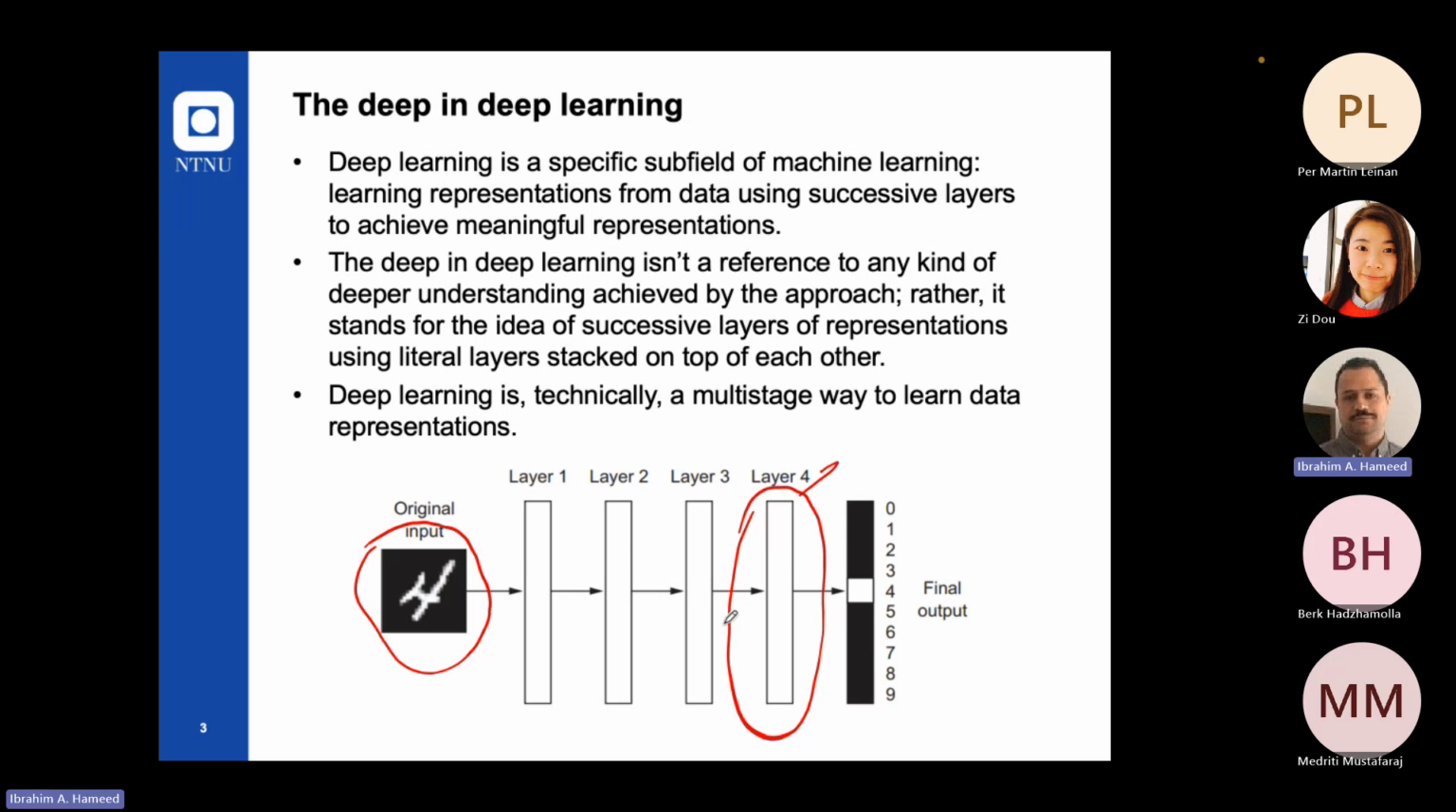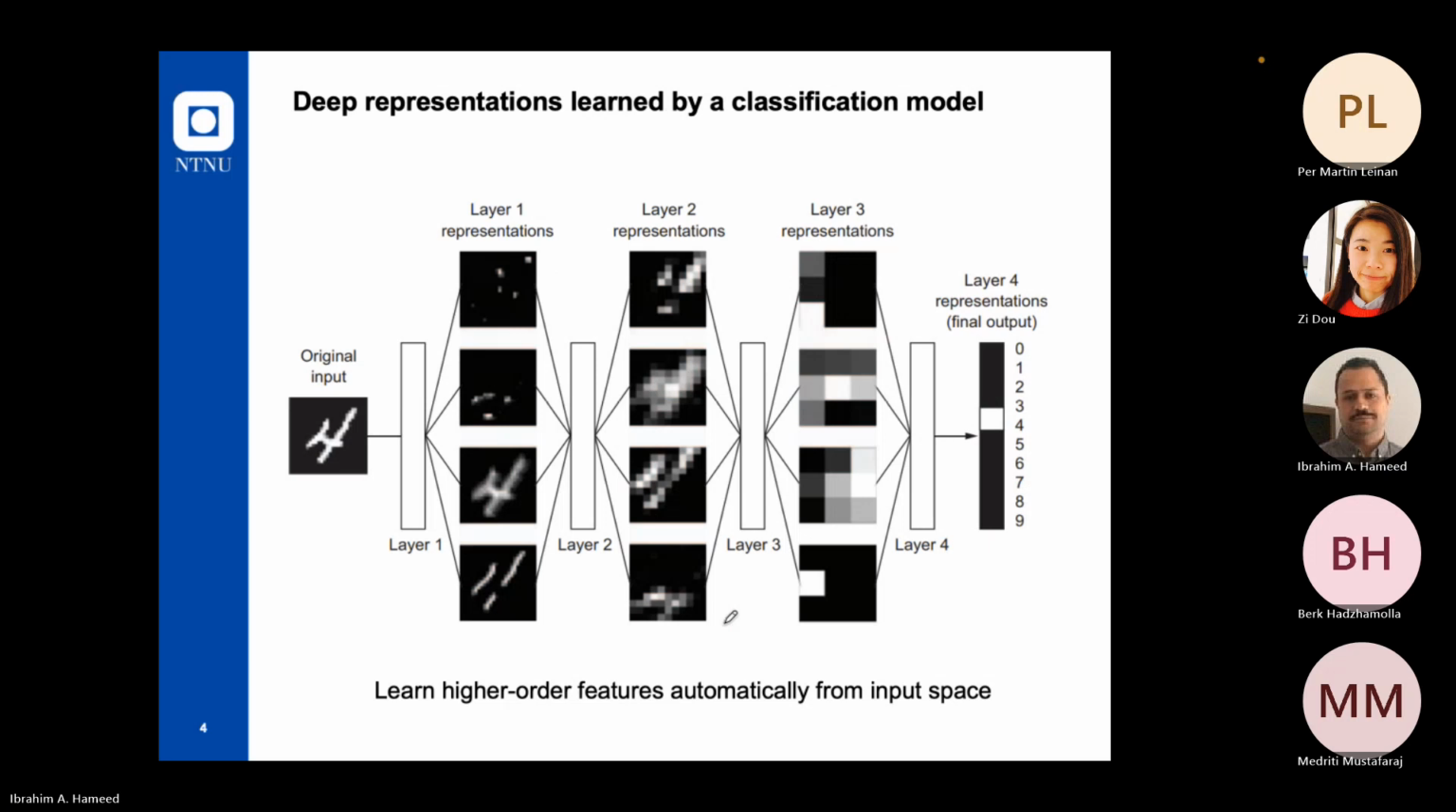So deep learning is technically a multi-stage way to learn the data representation, using the successive layers. So, for example, here we have deep representations learned by a classification model.